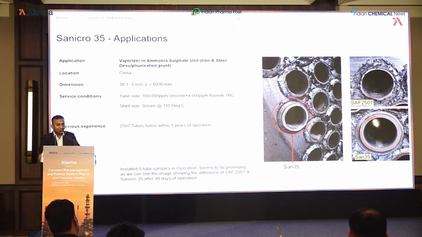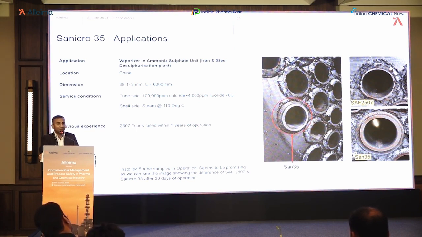This is again an application in an ammonium sulfate unit, in an iron and steel desulfurization plant in China. On the tube side, it is around 1 lakh ppm of chloride, so very high chloride, plus 4,000 ppm of fluoride. On the shell side, it is steam. The 2507 super duplex tubes failed in 1 year of operation.